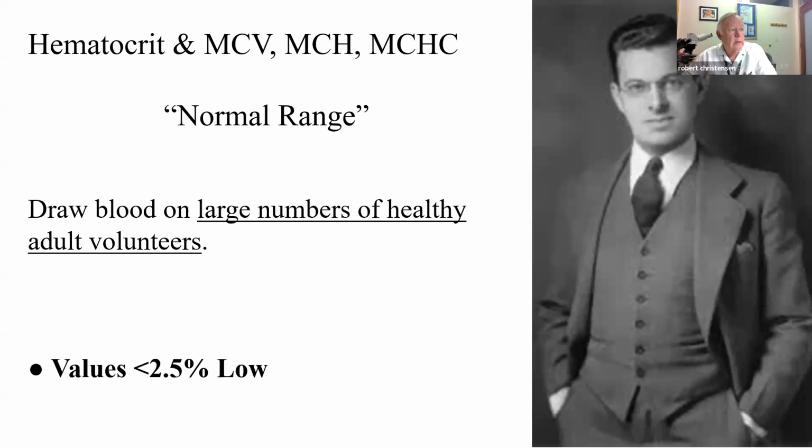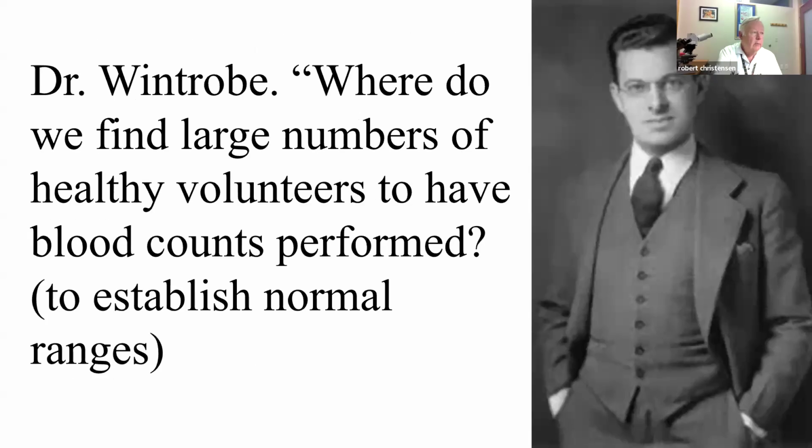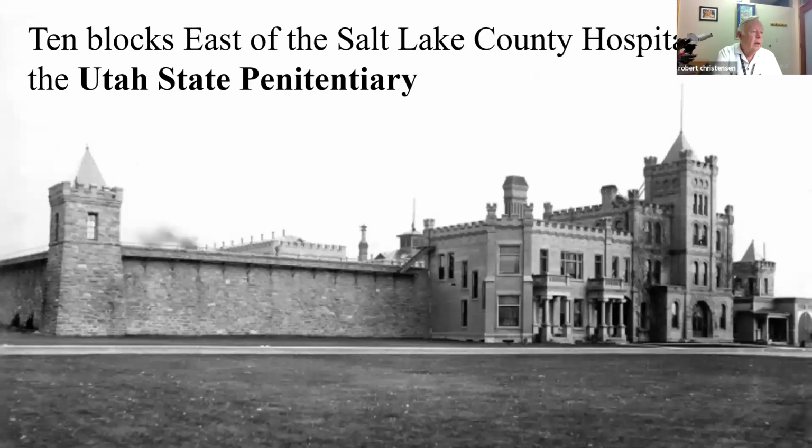We need to draw blood on large numbers of healthy adult volunteers. Well, this is a question: where do we find large numbers of healthy volunteers to have blood counts performed in order to know what's normal and what's abnormal? Well, every day on his way from his home to the hospital, he would pass this old Gothic building on 21st South in Salt Lake City, which was the Utah State Penitentiary.